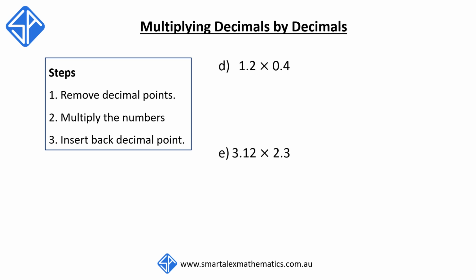Two more examples. We've got 1.2 times 0.4. So the first step, we're going to remove the decimal points from the two numbers. So we have 12 times 04. The 0 in front of the 4 is insignificant. So this is the same as 12 times 4. We then multiply 12 and 4 together to get 48. Then we look at the total number of decimal places there are. 1, 2. So from the right of 48, we're going to move the decimal point 2 places to the left. So our answer is equal to 0.48.